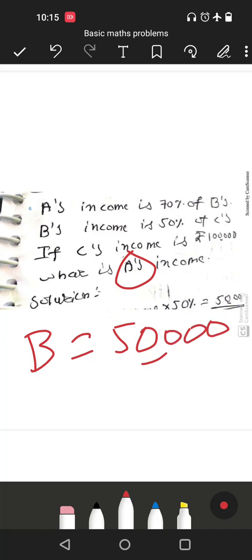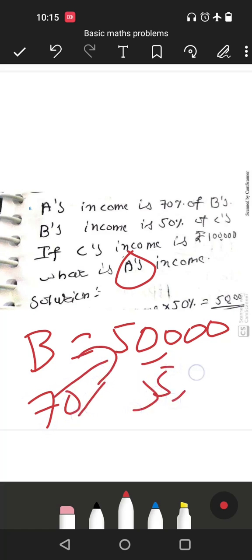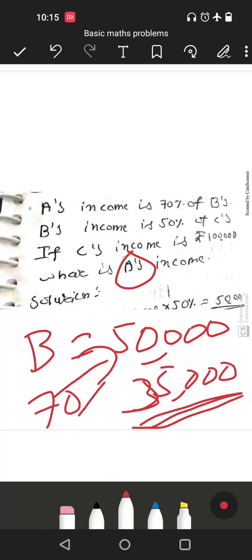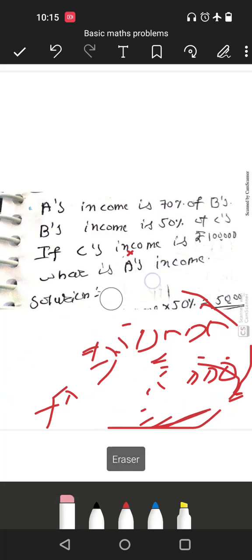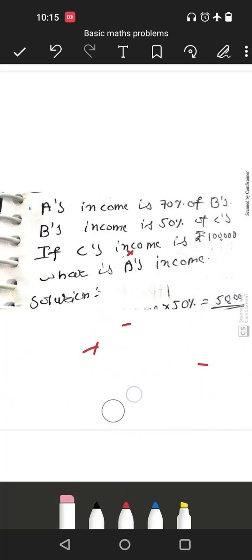And what is A's income? A's income is 70% of B's income. So 70% of B's income will be 7 5s are 35,000. So that should be your answer. B's income is 50,000, A's income is 35,000. In fact, there is another shortcut to solve this as well. 70 into 50, so 7 5s are 35. So 35% of 1 lakh should be A's income.